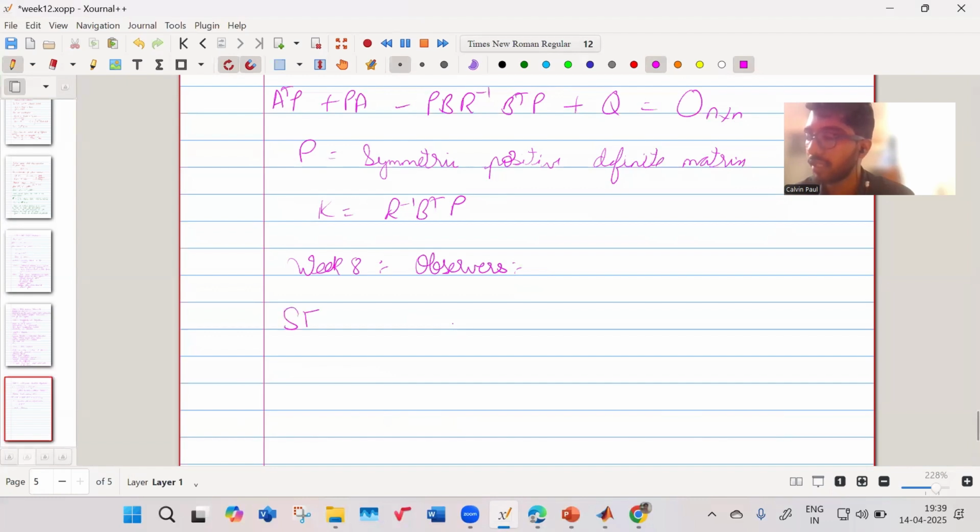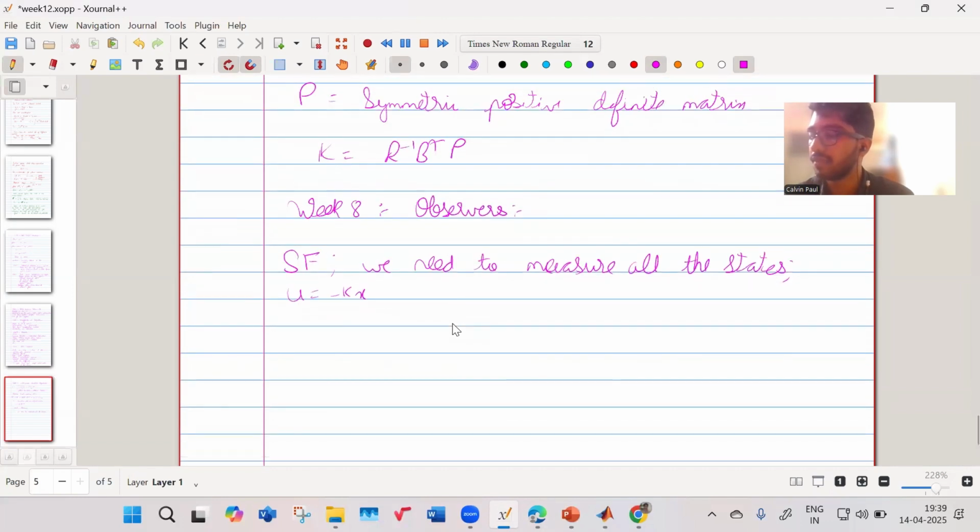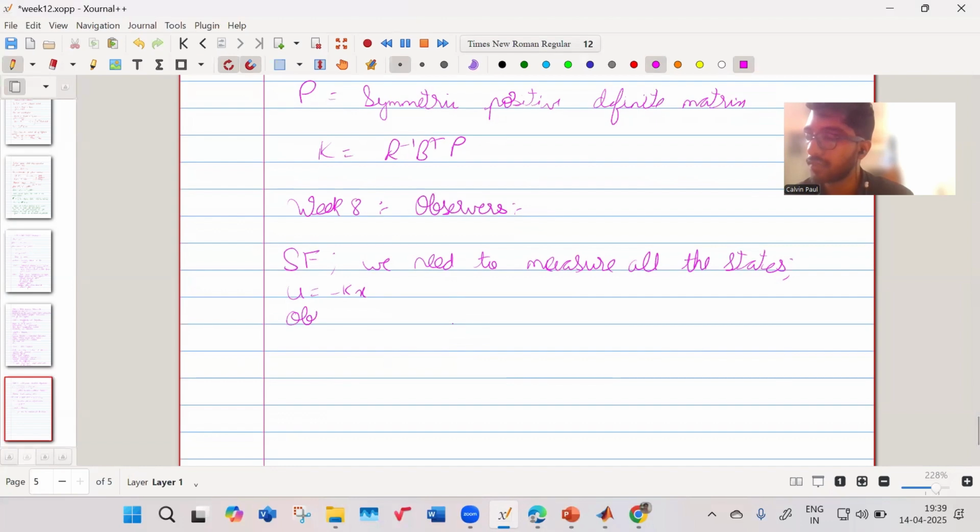So for state feedback, we need to measure all the states. It is not practically feasible. We cannot have u equals minus k x. So what we do, we use an observer. An observer estimates the states. Then we can have a controller u equals minus k into x estimate.